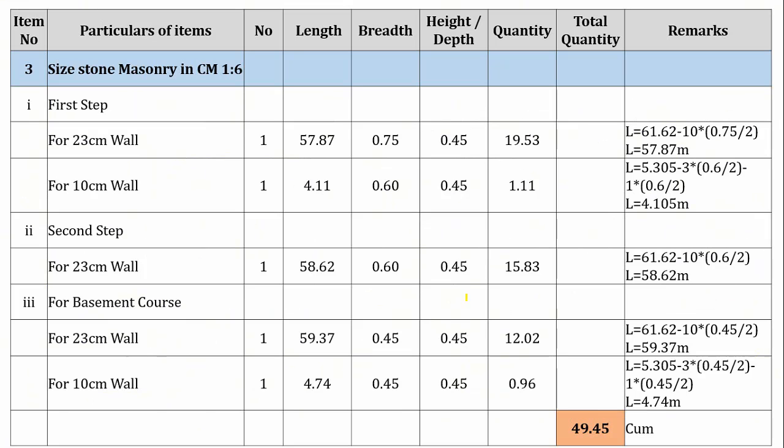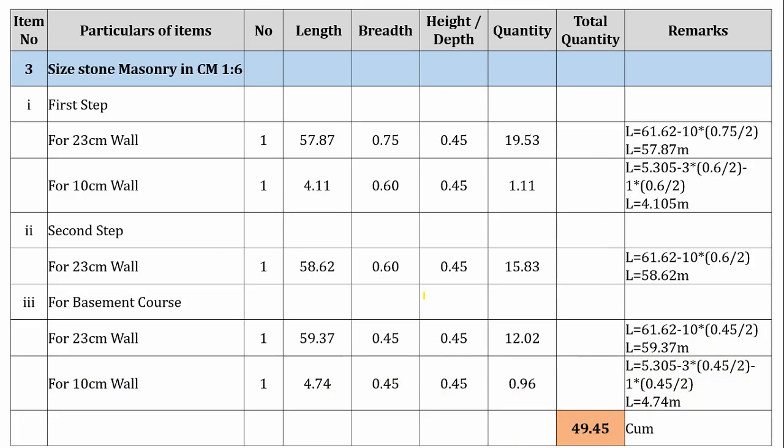For the 10 centimeter wall, again the same thing: L is equal to center to center distance minus n into b divided by 2, into 1 into b divided by 2. You will get 4.74, multiplied by breadth 0.45 and depth 0.45. You will get this answer. If you sum up all these, you will get 49.45 cubic meters. So this is regarding the stone masonry.